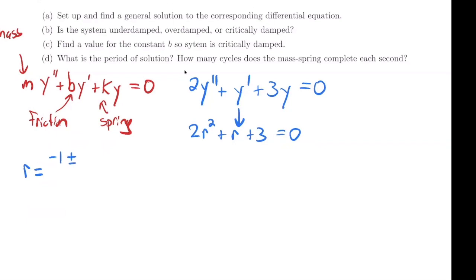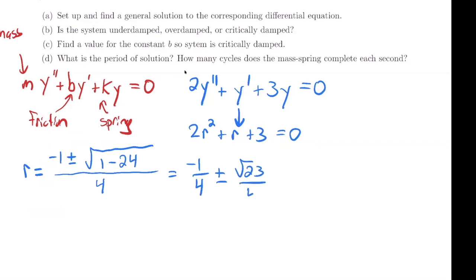So we've got minus our value for b, which is 1, plus or minus the square root of 1 squared minus 4ac, which is 24, all over 2 times a, which would be 2 times 2. So our roots here are minus 1/4 plus or minus the square root of 23 over 4 i, if we simplify that. Under the square root, we have the square root of minus 23.